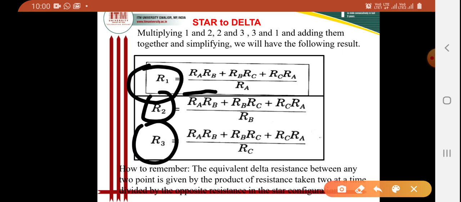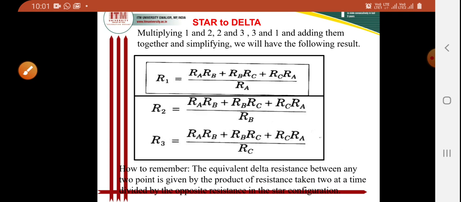So the numerator terms are the same, but based on which delta resistance we are calculating, the denominator will be different. It may be RA, RB or RC. For remembering, the equivalent delta resistance between any two points is given by the sum of the products of the resistances taken two at a time, divided by the opposite resistance in the denominator.